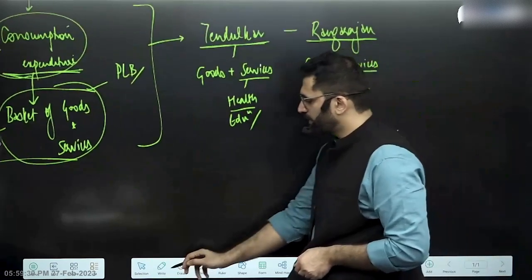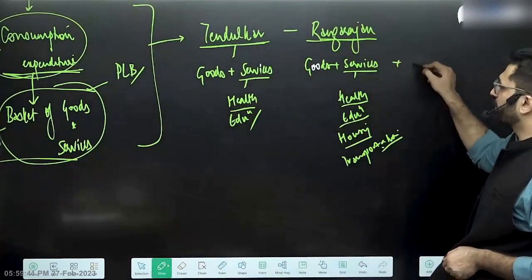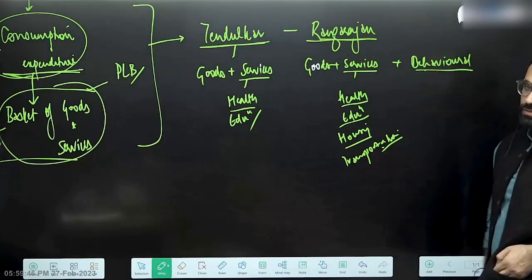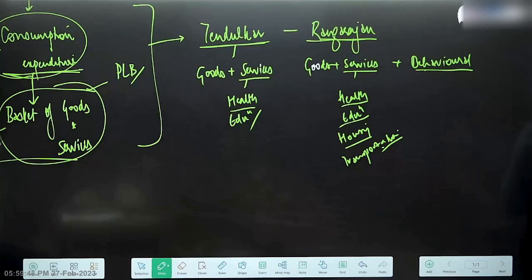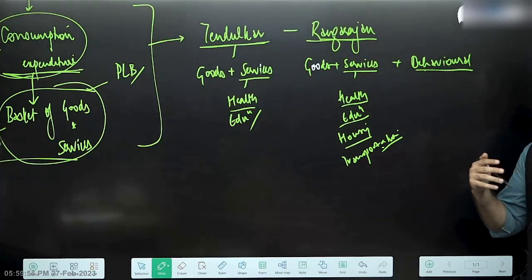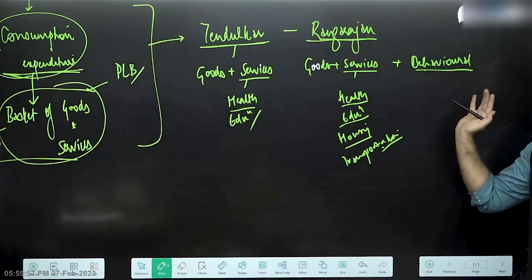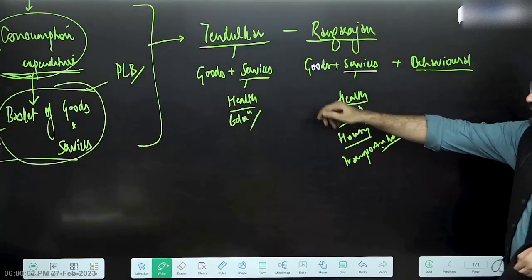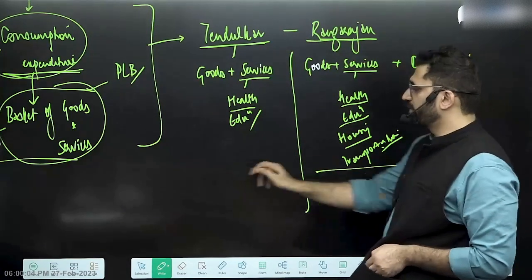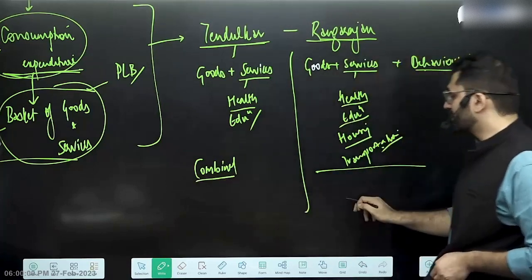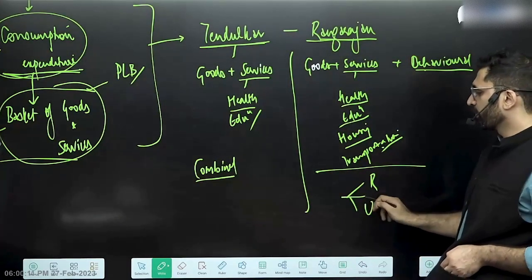Plus, it also said that there are certain behavioral expenditures which people do. For example, alcohol consumption. For example, dish TV. Some expenditure for entertainment purposes also should be included in the basket. So this basket was slightly more advanced than Tendulkar's basket. Tendulkar's basket was only one. It was not separate for rural and urban. Rangarajan had a separate basket for rural and urban.